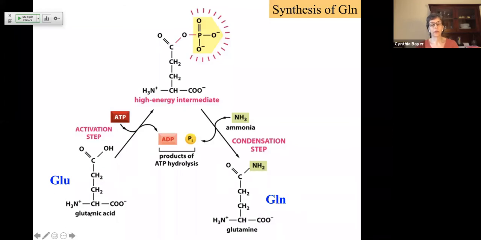Here's our glutamic acid over here. This is an amino acid, right? There's the amino group, there's the carboxyl group. Here's the side chain. This is a polar amino acid. And we're looking at this hydroxyl here.